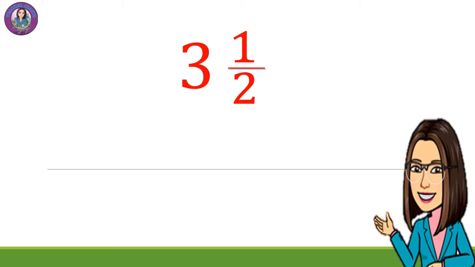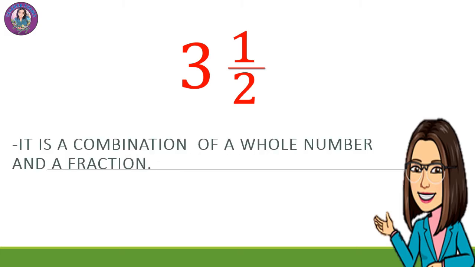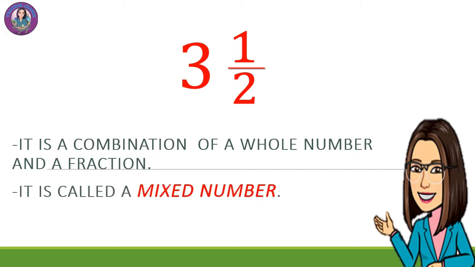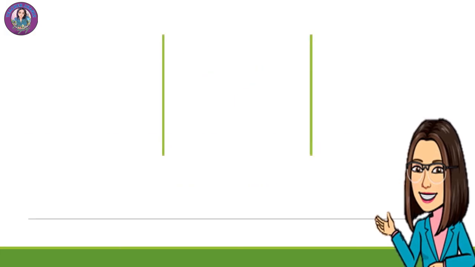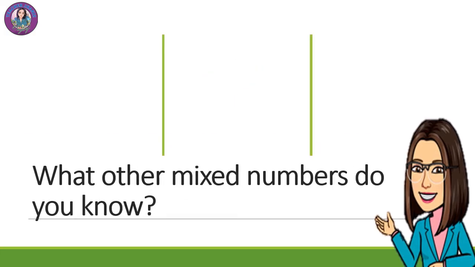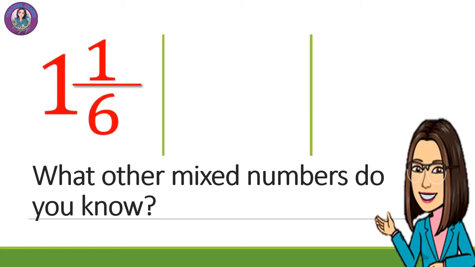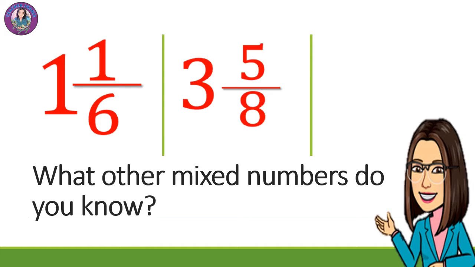Three and one half. It is a combination of a whole number and a fraction. It is called a mixed number. What other mixed numbers do you know? 1 and 1/6, 3 and 5/8, 2 and 3/9. Very good. These are all mixed numbers.